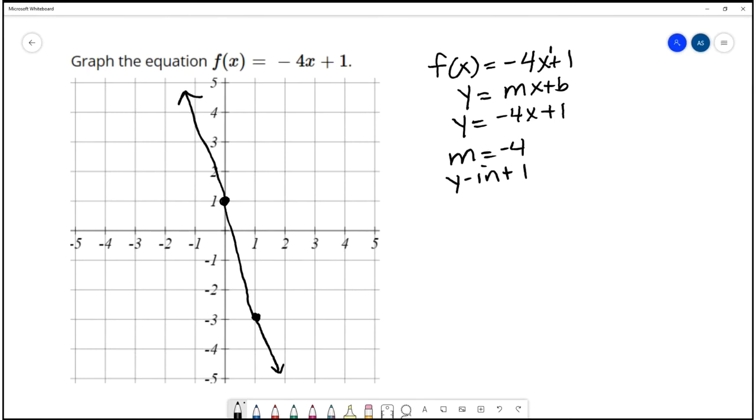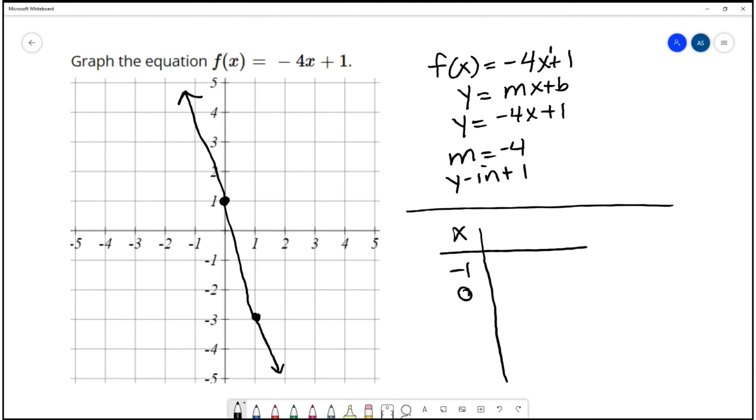So you can use slope-intercept form to graph this line. Another option would be to plot points. You can make a chart of x's. Let's say we have negative 1, 0, and 1 as my x's. And we're going to find the y's.